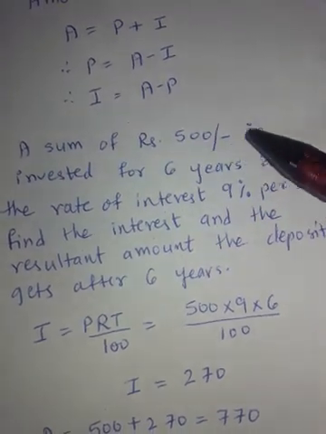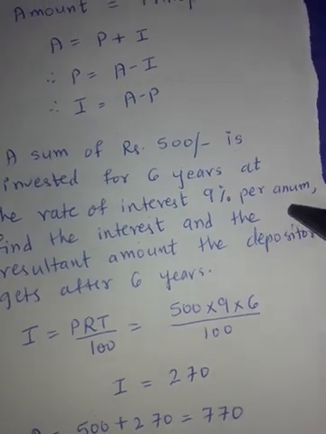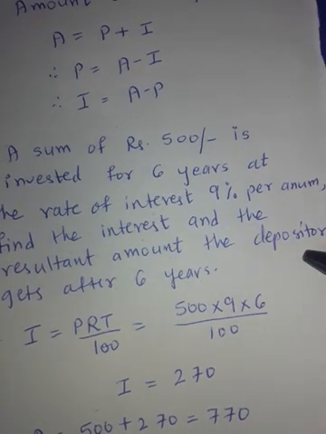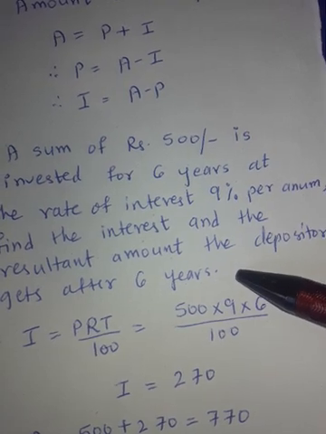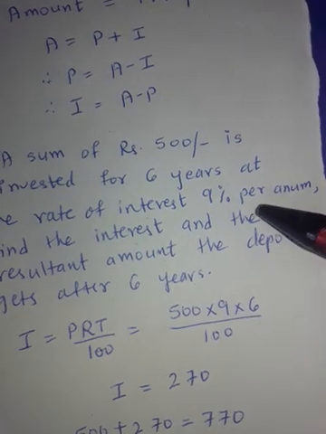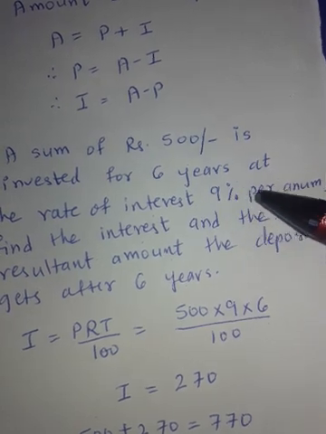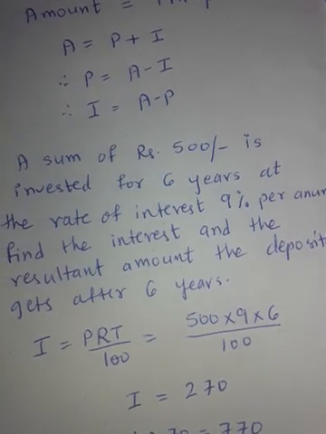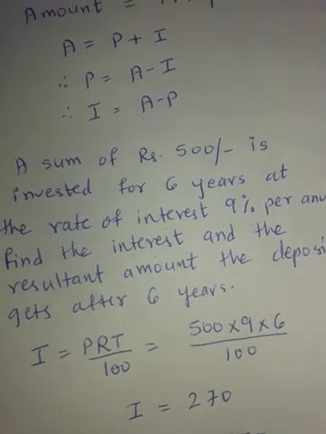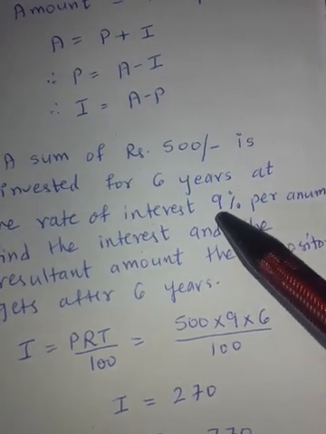A sum of rupees 500 is invested for 6 years at the rate of interest 9% per annum. Find the interest and the resultant amount the depositor gets after 6 years. So R is given to us, 9% per annum. Per annum means for 1 year. Rate of interest is generally given for 1 year. There are also half yearly and quarterly calculations, but those types of examples we are going to do in later parts. Today, to begin with, I am going to do this simple example.